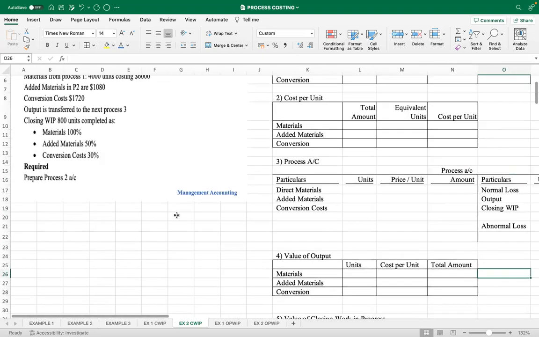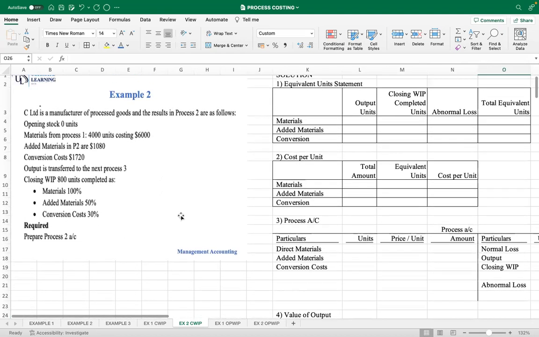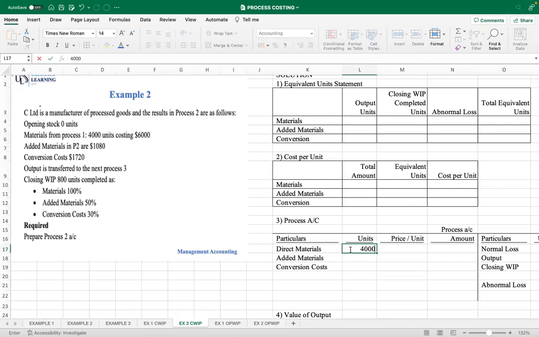Now that we have the template, let's read the question once more. C Limited, a manufacturer of processed goods, and the results of process 2 are as follows. Opening stock is 0. Materials from process 1: remember this is process 2, so output in process 1 is input in process 2. So input in process 2 is 4,000 units and the cost is 6,000.